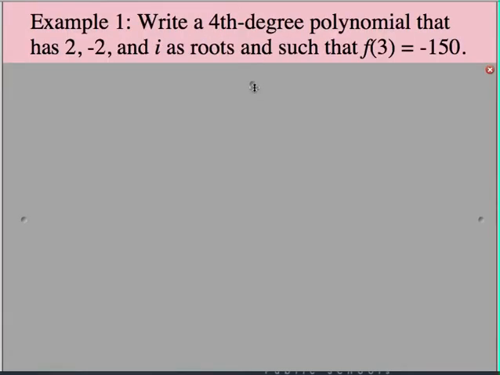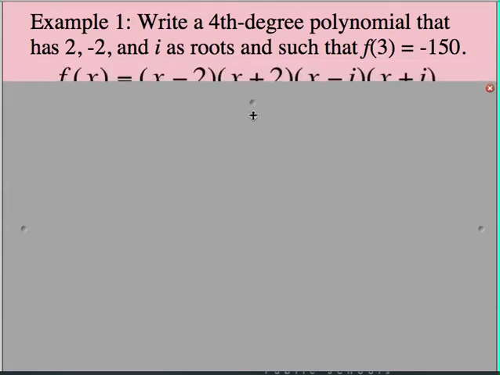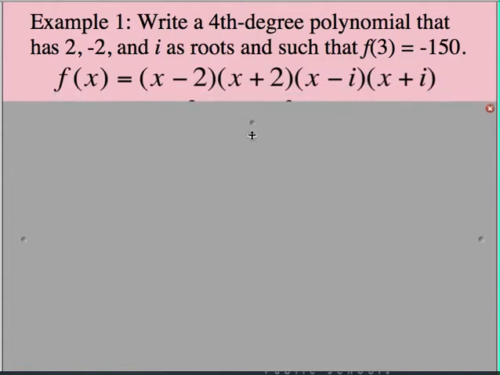The first example is to write a 4th degree polynomial that has roots at 2, negative 2, and i, and such that it goes through the point (3, negative 150). Remember that the degree of the polynomial tells you how many roots there are, and I only listed 3, but complex roots always come with their conjugate, so if i is a root, then negative i is also a root. For example, if I had given you 3 plus 4i as a root, then 3 minus 4i is also a root. So knowing that these are roots, I'm going to start by writing the product of factors.